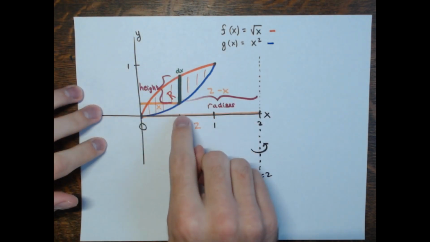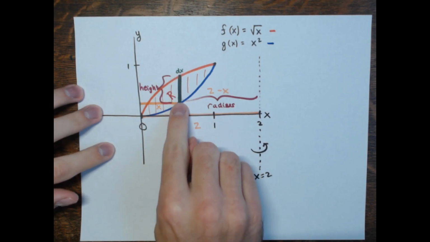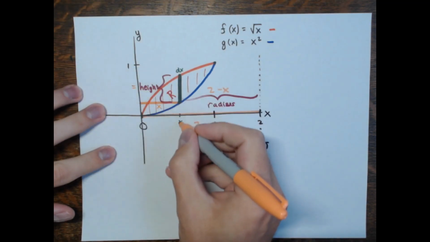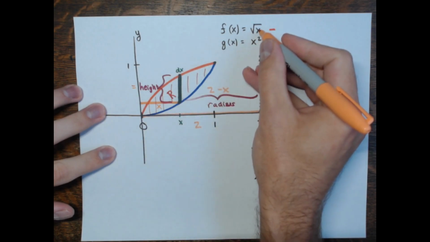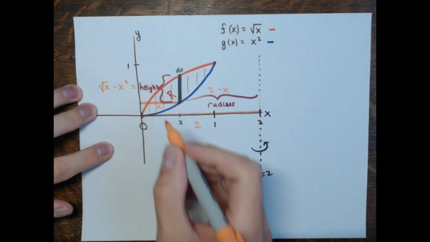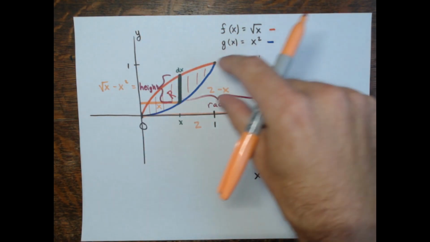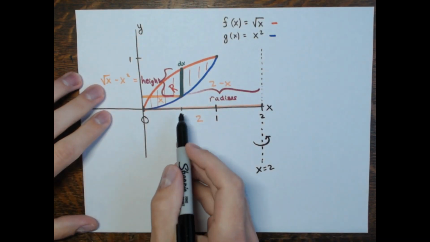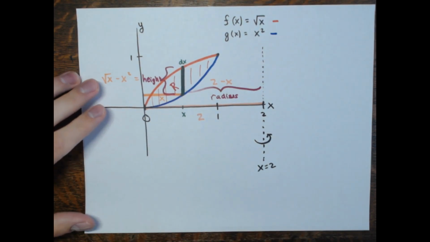And then the height at this x value is the y coordinate to the top curve minus the y coordinate to the bottom curve. In terms of x, the y on top is square root of x, the y on bottom is x squared. So you have square root of x minus x squared for the height of that rectangle, which would be the height of the shell when I rotate that around the line and create a shell. Then I'd be doing this for every single x value, creating these shells and adding up their volumes, from x equals 0 to 1.